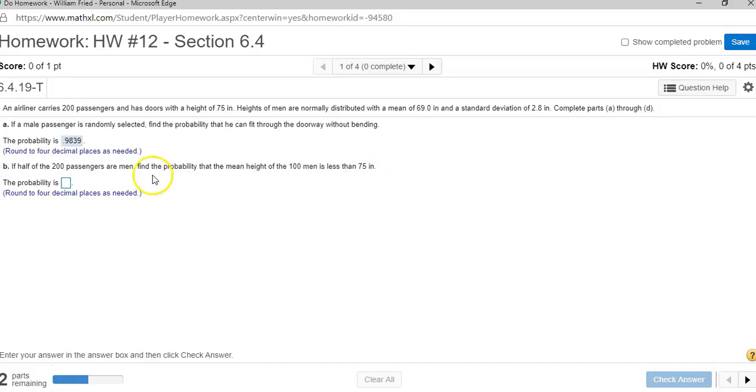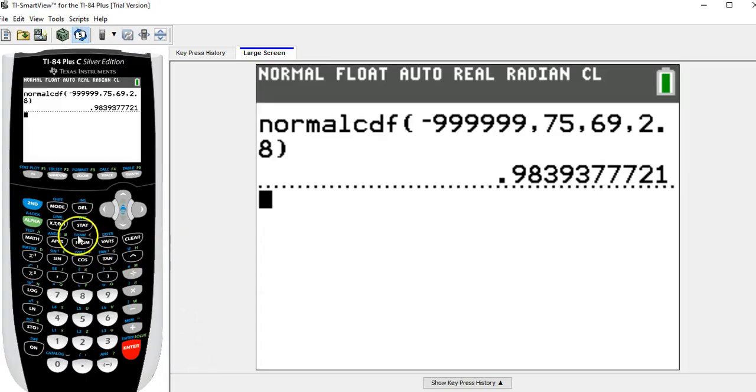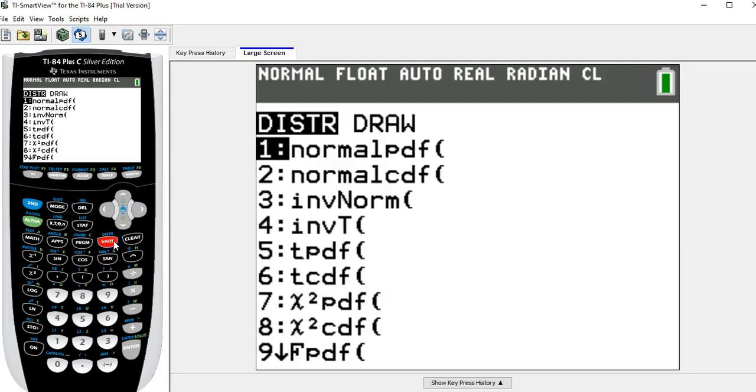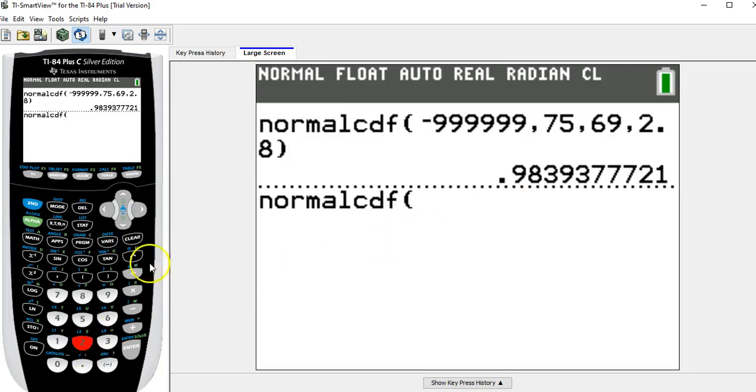Next part, if half of the 200 passengers are men, find the probability that the mean height of 100 men is less than 75. So now we're talking about the central limit theorem, because we're not talking about an individual man, we're talking about a group of 100 men, and the calculation on normal CDF is exactly the same, except for one thing.